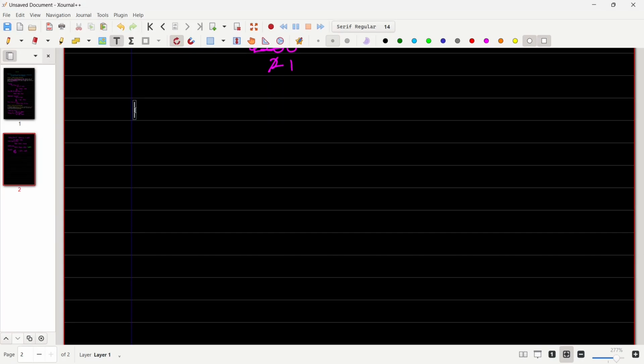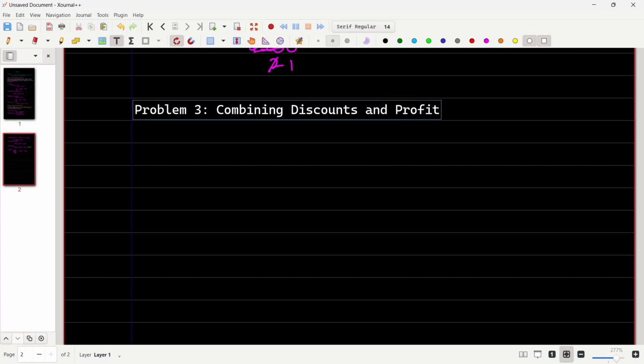So let's do problem 3, and this one is combining discounts and profit. All right, so we're combining discount and profit in this problem here. Let's go and look at the problem.